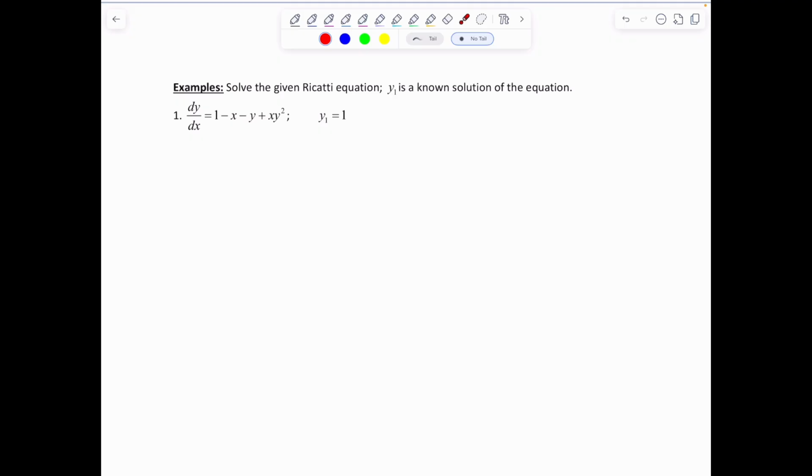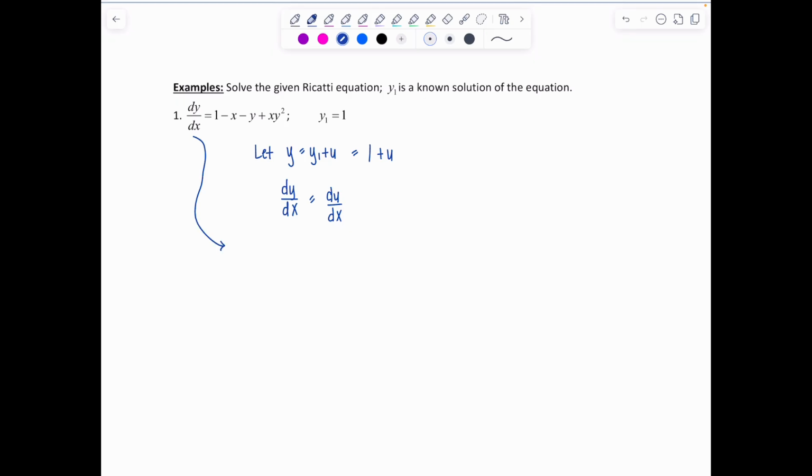Okay, so here we go. We're only going to do 2 examples because, as you can imagine, it takes a while. So we have dy/dx equals 1 minus x minus y plus x y squared, and a given solution y1 is 1. So you always make the following substitution. You're going to say, let's let y equal y1 plus u. So what was y1? y1 was 1, so y equals 1 plus u. Then you differentiate with respect to x. So dy/dx is going to equal, derivative of 1 is 0, and then we'll have du/dx. Good? Now the goal is rewrite the differential equation above all in terms of u's and x's.